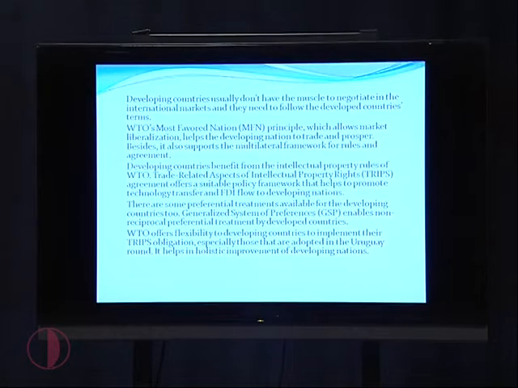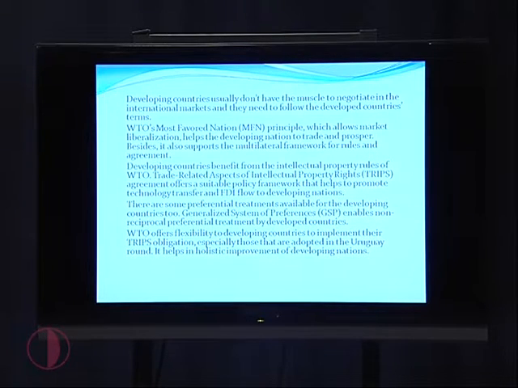Developing countries usually don't have the muscle to negotiate in the international markets, and they need to follow the developed countries' terms. So, WTO's most favored nation, MFN principle, which allows market liberalization, helps the developing nation to trade and prosper. Besides, it also supports the multilateral framework for rules and agreement.